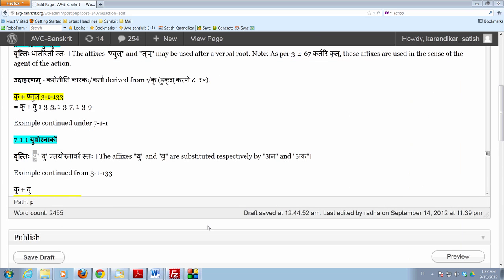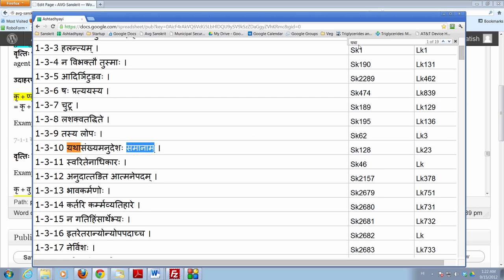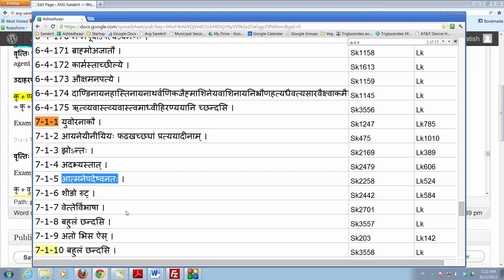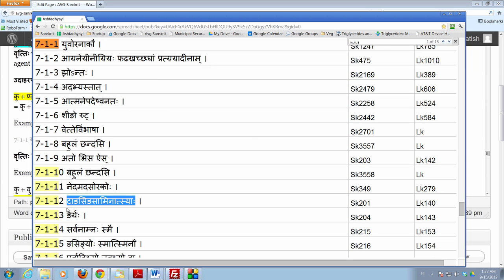By the way, this 7.1.1 opens up a section in the Ashtadhyayi, which my teacher always reminded me of. We have studied many rules from this section already, like Jontaha, Adabhyastat, Atmanipadeshvanataha, Shingo Rut, Atobhisa Ais, and then Ta Nyasina Saminat Syaha, Niryaha, Sarvanamnasmai, and so on and so forth.